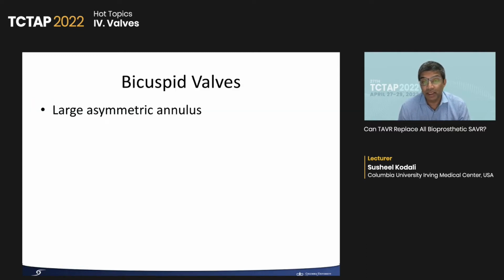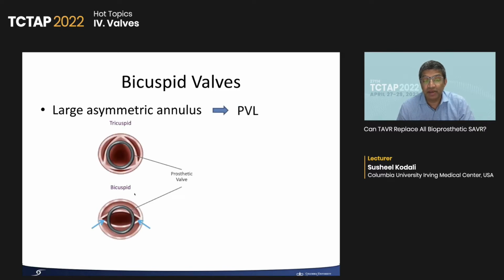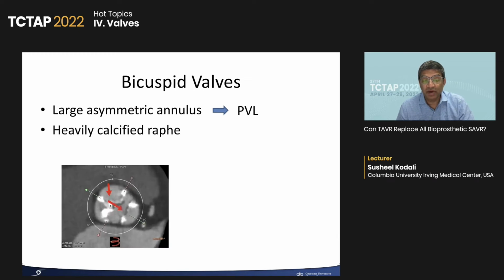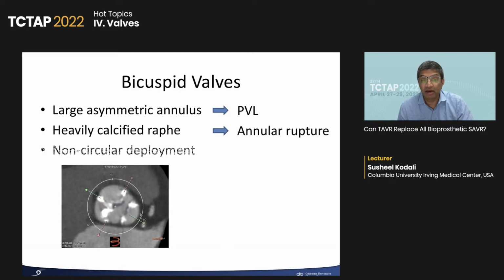And the other big category that Raj has really published extensively on, has led the data set with, is bicuspid valves. You know, there's a lot of issues. They're asymmetric. You get gaps. You may not seal. This heavily calcified raphe that we see with these type 1 bicuspids often pushes the valve asymmetrically and leads to root injury or annular rupture if we're not careful.